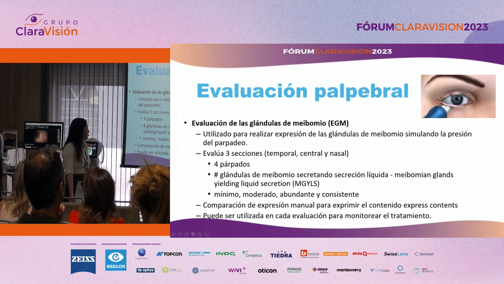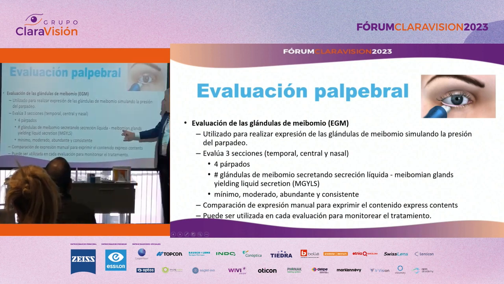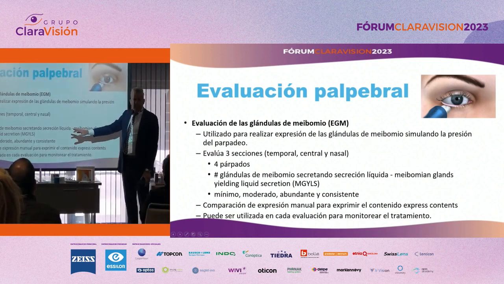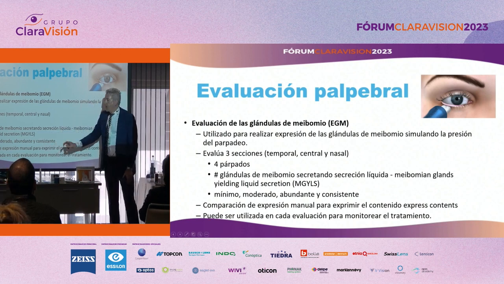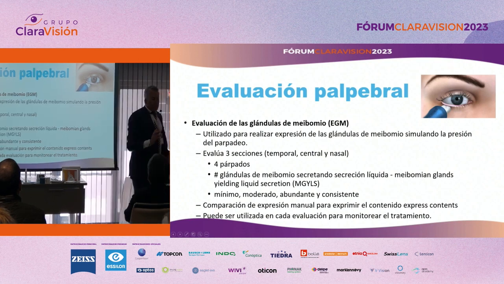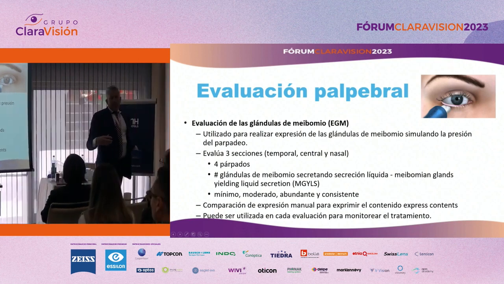And then we quantify that on our chart by the number of meibomian glands yielding liquid secretion. I don't think that's going to translate, but we do it as that. And then we also will quantify it by minimal, moderate amount, or a copious amount of oil that's coming out of there.